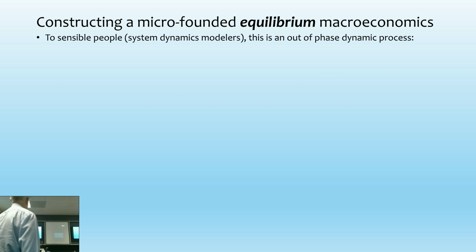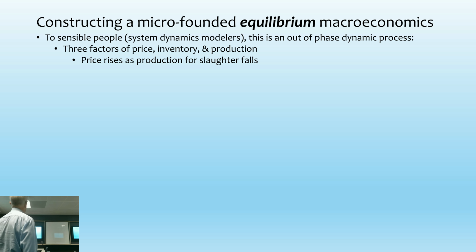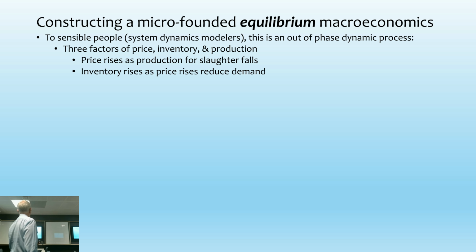Now if you look at it, if you're a systems dynamics person, you'll see there's several things which are out of phase here, and that's why those cycles keep on recurring. So you have the price of the pigs, the inventory, the number of pigs that are actually available for sale as animals to be slaughtered rather than animals to breed, and the rate of production, the new pigs that are coming along. So you have price rising as production for slaughter falls. If you have a downward trend in production, then that's likely to give an upward trend in price.